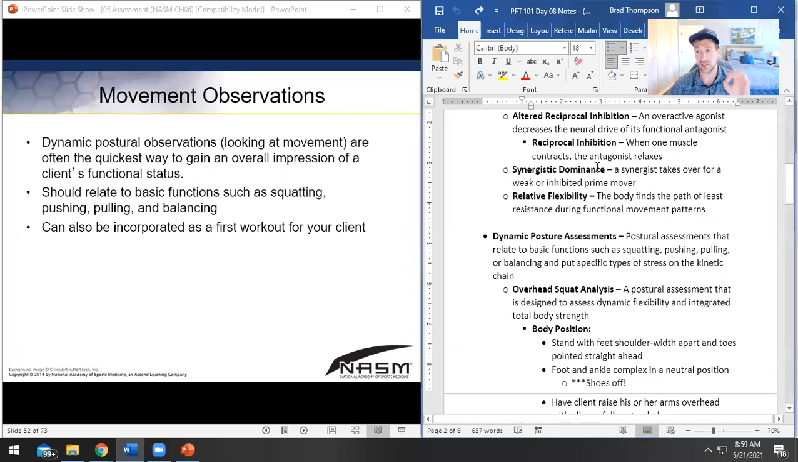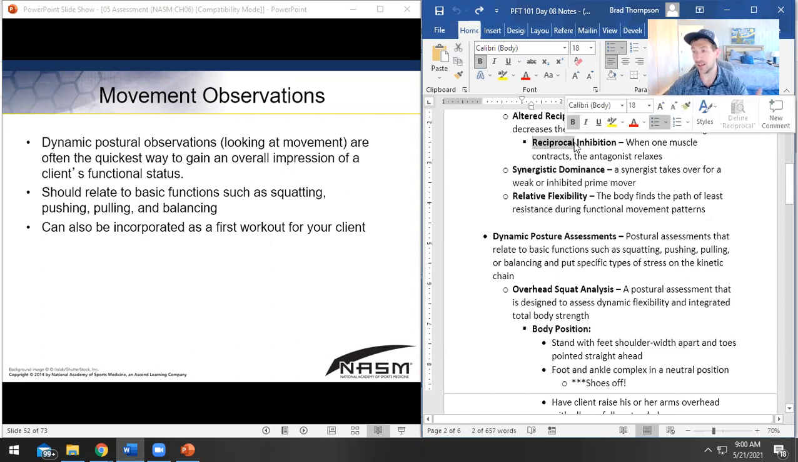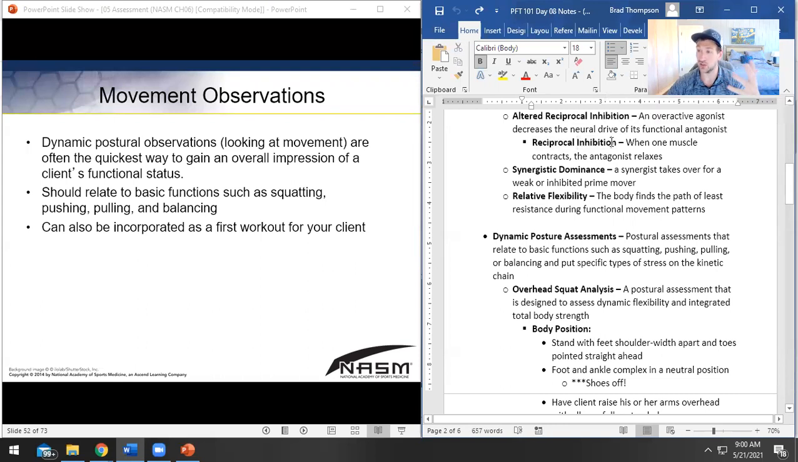So your nervous system is designed purposefully to only contract one side of a joint at a time, right? When one muscle contracts, the antagonist on the other side of the joint is going to instinctively relax. That physiologic process is what we call reciprocal inhibition. One muscle is reciprocating the other muscle by turning itself off. It's inhibited, right? It turns itself off.